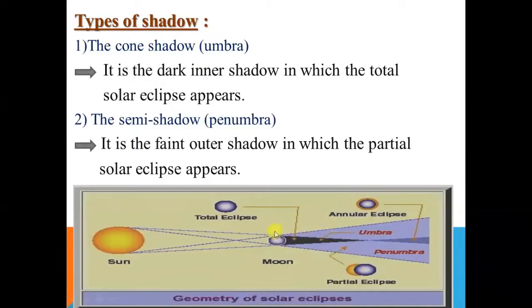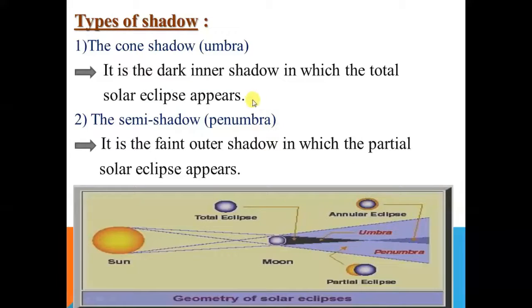Due to the rotation of the moon around the earth, and the moon coming in the middle between the sun and the earth, there are some areas formed behind the moon. The first one is called the shadow or umbra. I heard one of you ask me, what's the meaning of umbra, mister? Umbra is the dark inner shadow in which a total solar eclipse is formed or appears. That's the first one, shadow. Number two, the second area is the semi-shadow or penumbra. The penumbra is a faint area or a faint outer shadow in which the partial solar eclipse forms.